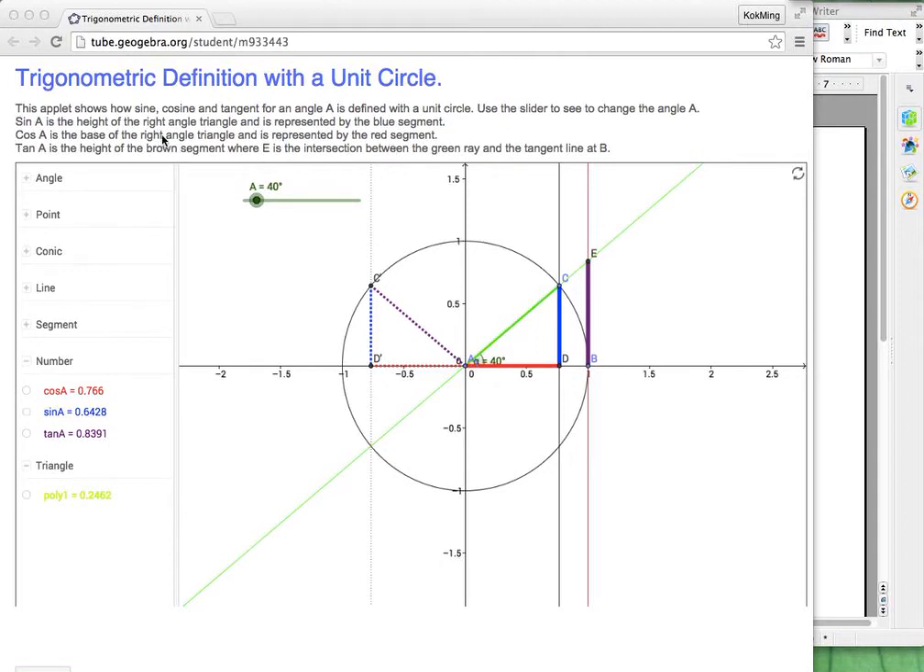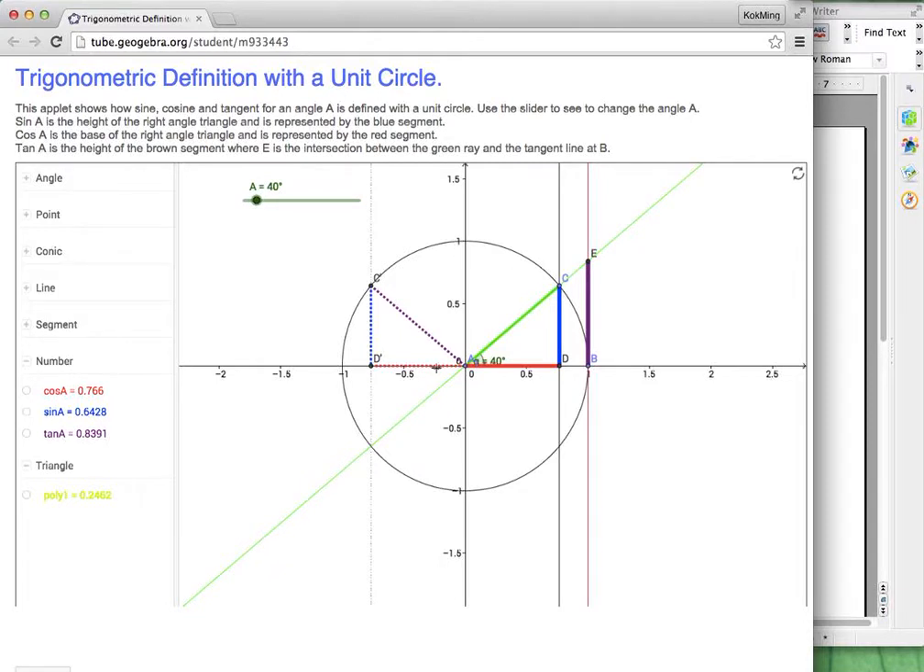Hello, today we'll look at how to expand the definition of trigonometry with a unit circle. I've created this worksheet on this particular website. Before, sine A, if this is the angle A, sine A for a right angle triangle is the opposite over the hypotenuse. So here's the opposite and here is the hypotenuse.